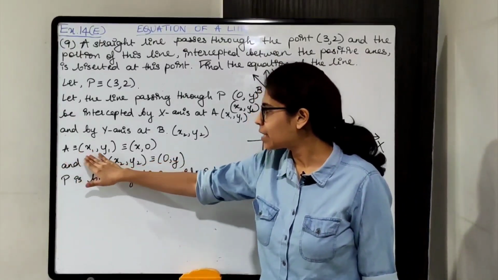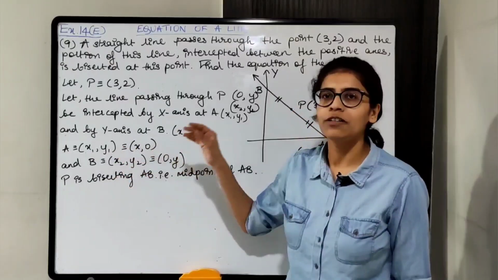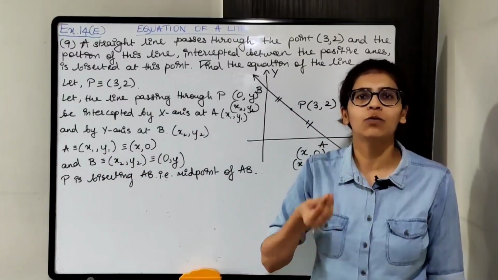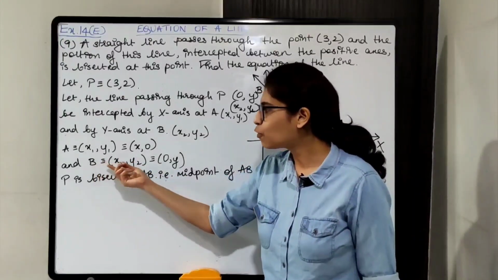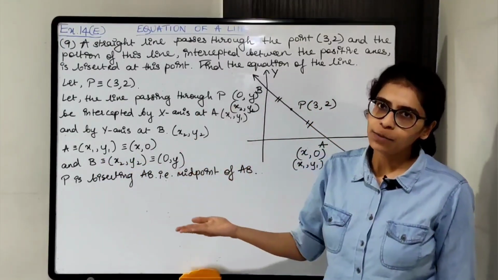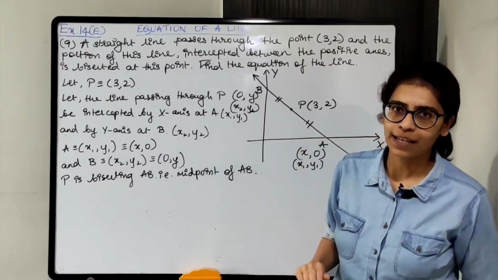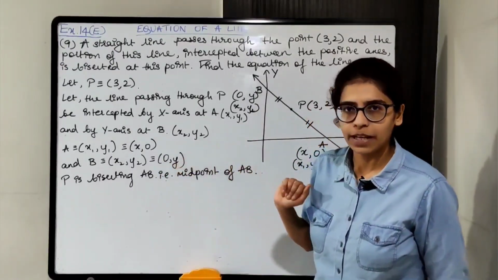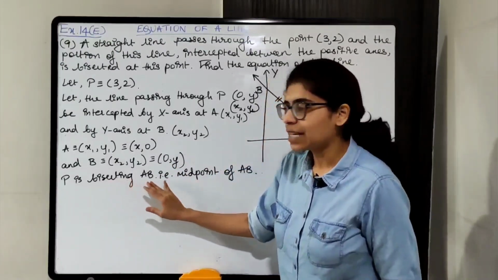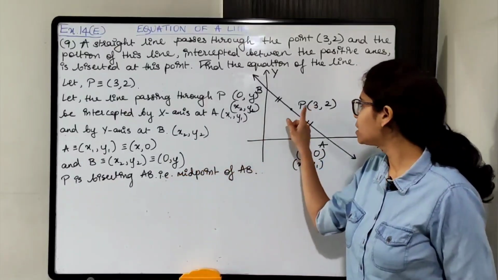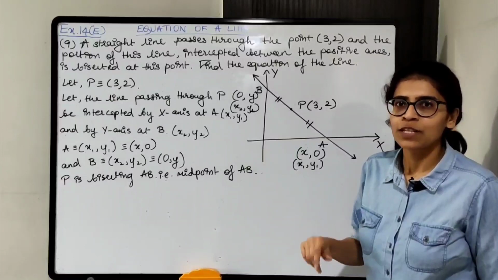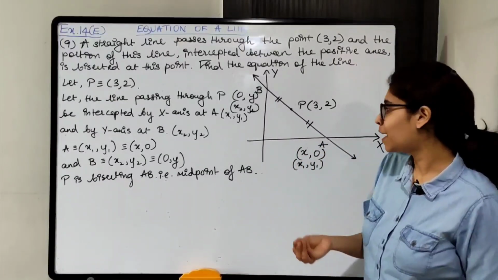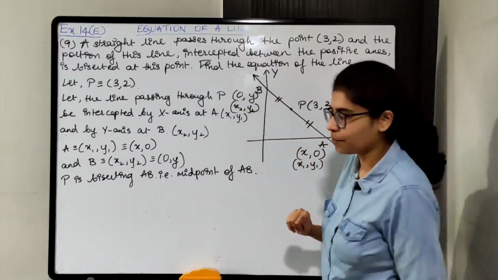Now A, x1, y1 will be x, 0. It will have some x coordinate but y coordinate will be 0 because it is lying on x-axis. And same way for B, x coordinate will be 0 because it is lying on y-axis. So it will be 0, y. Now P is bisecting AB, right? P is the bisector of AB. Therefore it is the midpoint of AB. So we'll use the midpoint formula and find the coordinates of A and B.